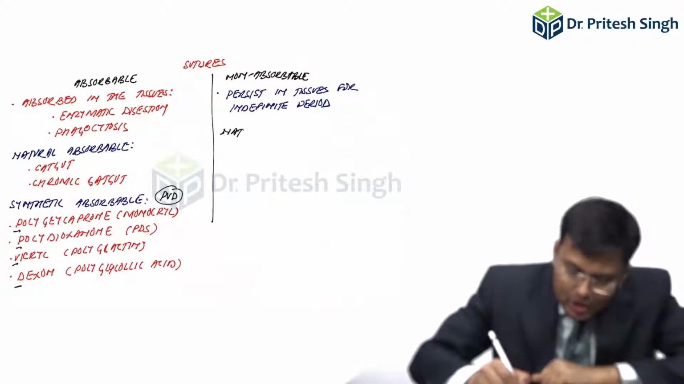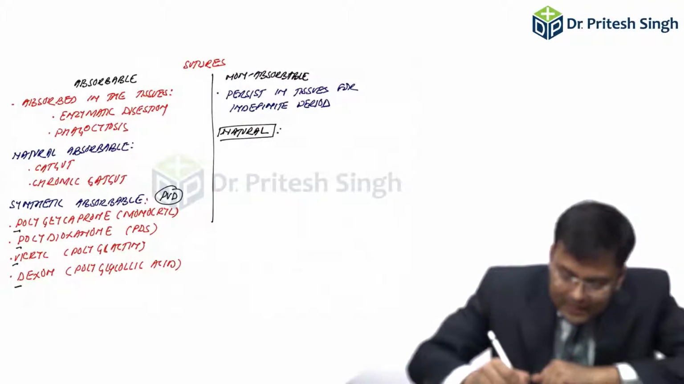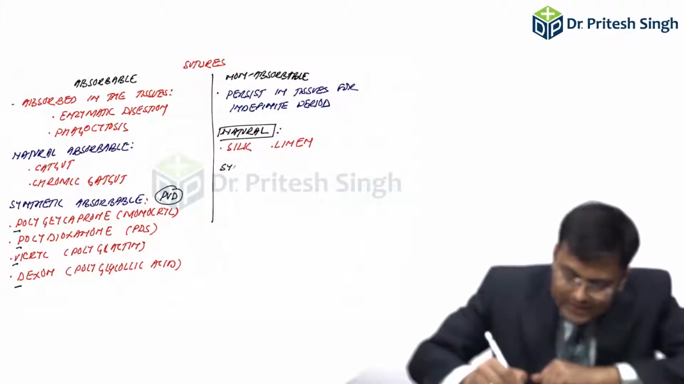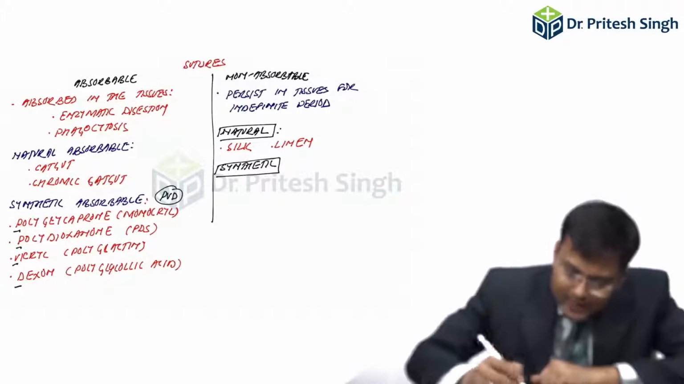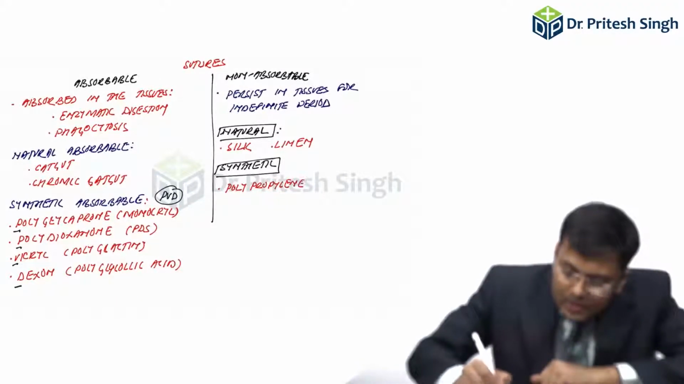Now see natural non-absorbable sutures. The natural non-absorbable sutures are silk and linen. After that, what are the synthetic non-absorbable sutures? You must be knowing there is Prolene, also known as polypropylene.